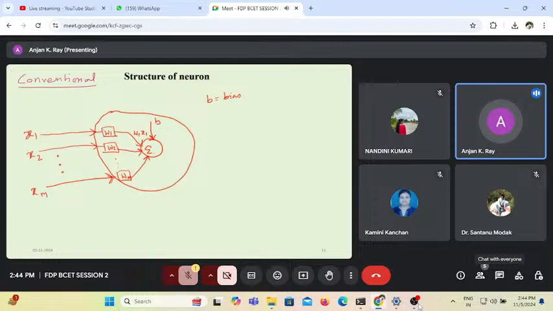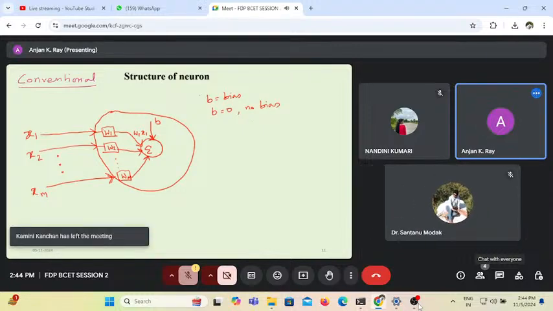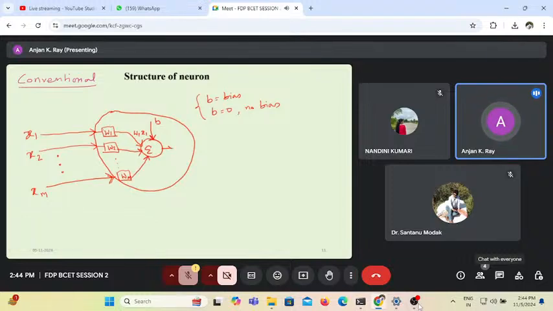In a neuron, bias may be there, may not be there. If bias is not there, what would be the value of B? B will be 0. Otherwise, B is available. So that is the no bias case. After this whole summation, the signal goes into a section known as the activation function. The argument of this activation function is the weighted summation of the input plus bias.